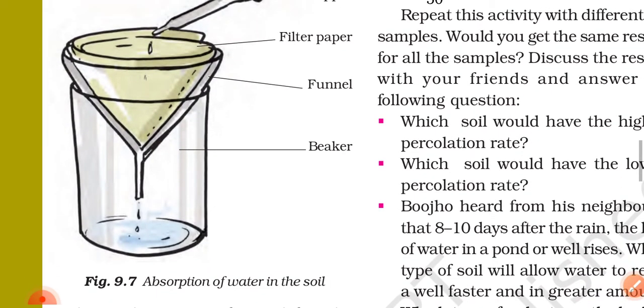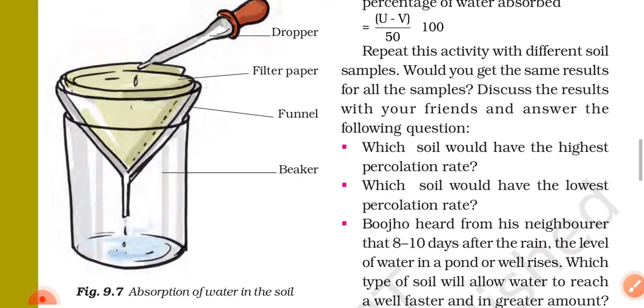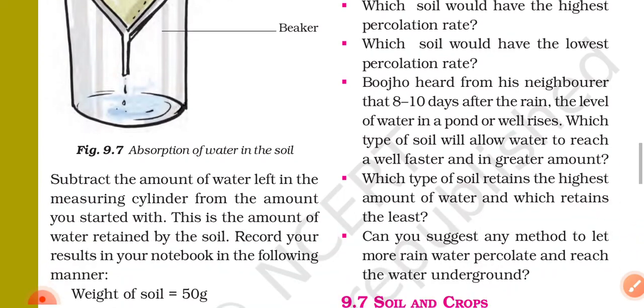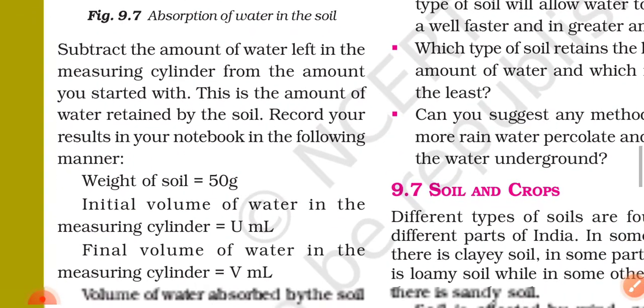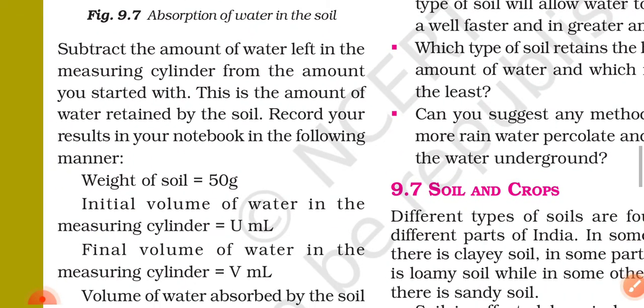Figure 9.7. Absorption of water in the soil. Here one sees a dropper, filter paper, funnel and beaker. Subtract the amount of water left in the measuring cylinder from the amount you started with. This is the amount of water retained by the soil. Record your results in your notebook in the following manner.